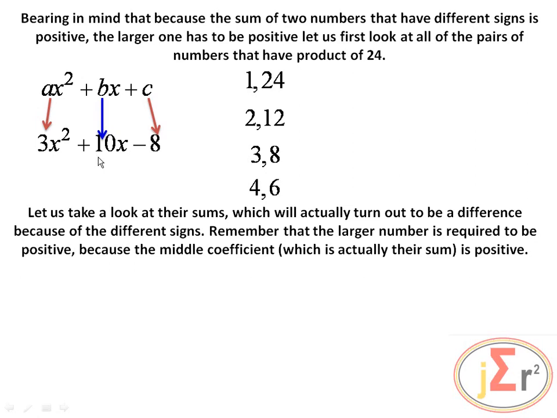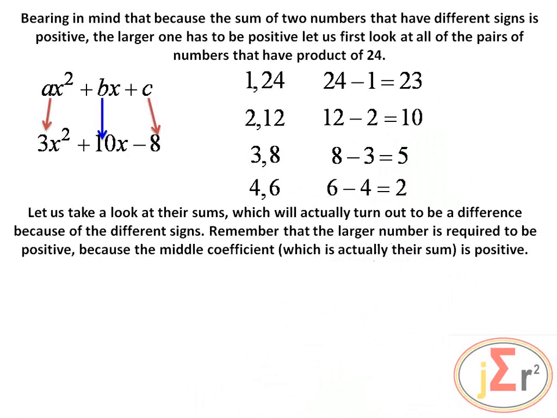Therefore, the larger has to be positive. So in what we are doing, again, from here on, the larger number has to be positive. So the middle coefficient, which is actually their sum, is positive. The larger one is positive. So there we have all of the possibilities with the larger one being positive, and we are capable of picking out among the four the one that will give us the correct answer.